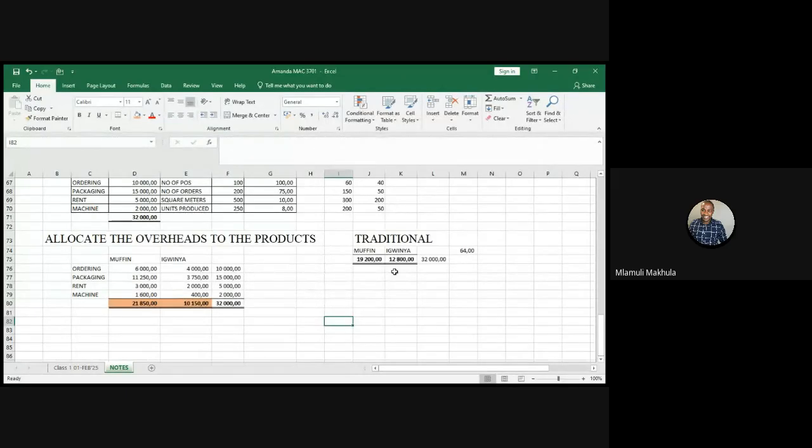So now, if we've under allocated, what does that mean? It means even the profit markup that we add on the muffin will be incorrect, my friend. Because we got our costing wrong, how can we get our profit markup correct? It's going to be incorrect. So now it means we are getting less profit on your muffin, and we have over allocated on Iguinya, my friend.